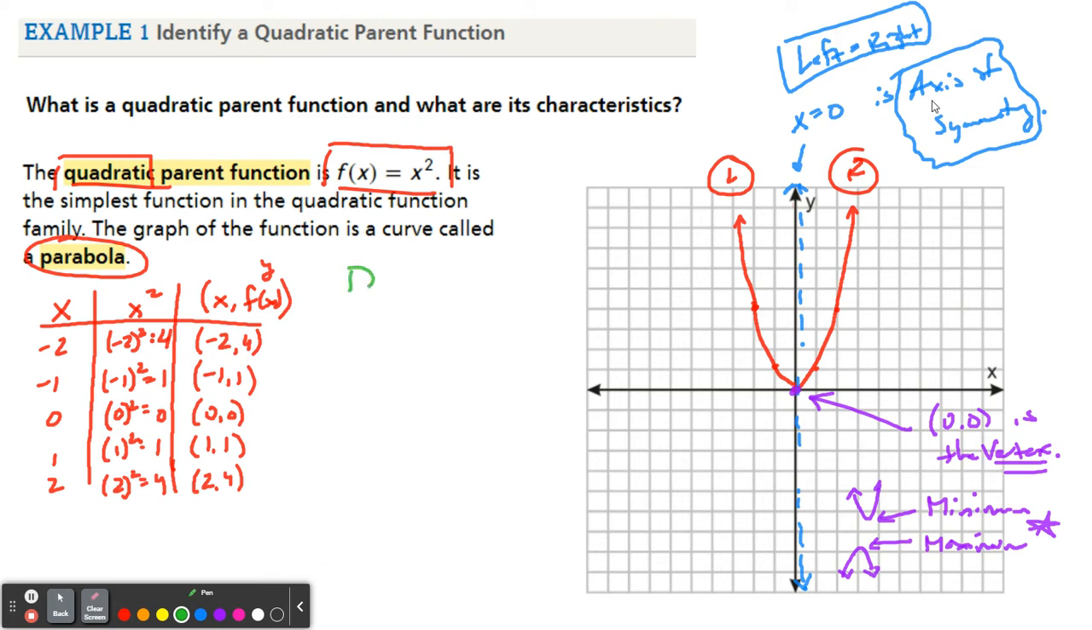So if we talk about the domain, again, notice you have an arrow here and an arrow here, and it's a continuous graph. That means that this red is solid. There's no breaks. So that means your domain is all real numbers, just like it was for exponentials.